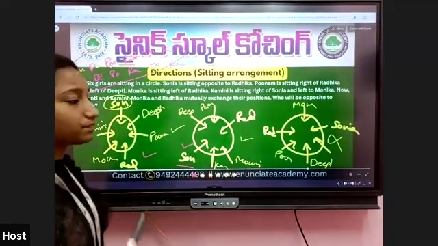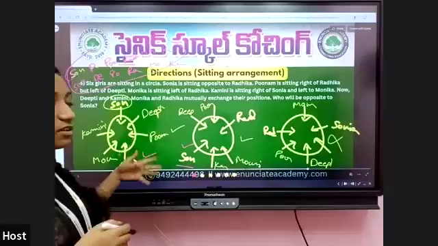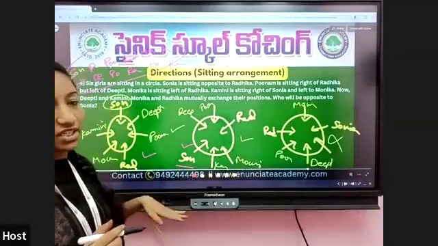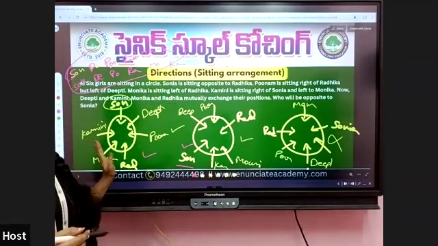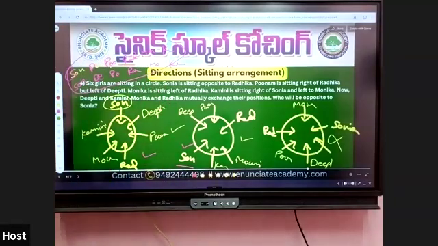So in a circle or square, we should observe in the clockwise direction or in the anti-clockwise direction. So both positions are the same. So this diagram is correct. So now what we should do? We should read the question.